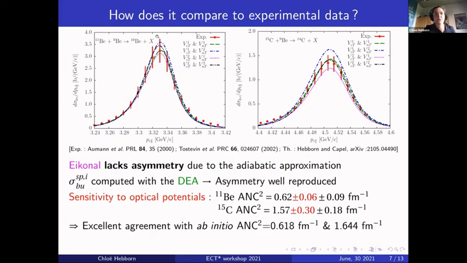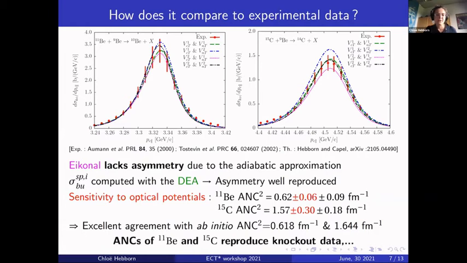But still, using all these theoretical predictions, what we can do is extract an ANC squared for beryllium 11 and carbon 15, and extract also an uncertainty due to the choice of the optical potential. And the great news is that the ANC squared that we extracted were in very good agreement with the ab initio predictions, no-core shell model with continuum. So for both beryllium 11 and carbon 15.